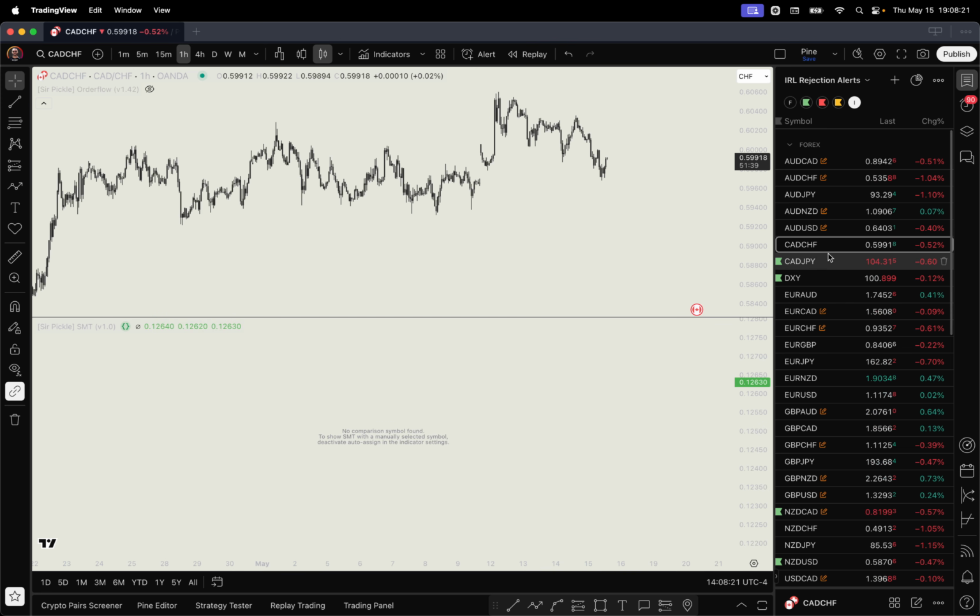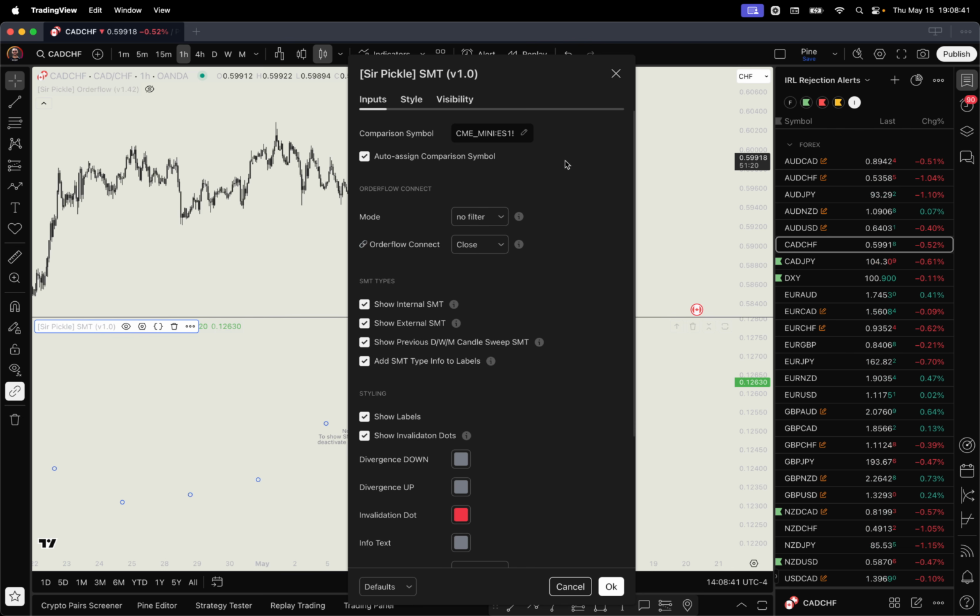So CAT CHF doesn't have an SMT or a correlated asset that makes too much sense to add as a default. So then here you see a warning or an information saying no comparison symbol found. To show SMT with a manually selected symbol, deactivate auto assign in the indicator settings. And this is the point where I guide you through the settings. So let's start here at the top.